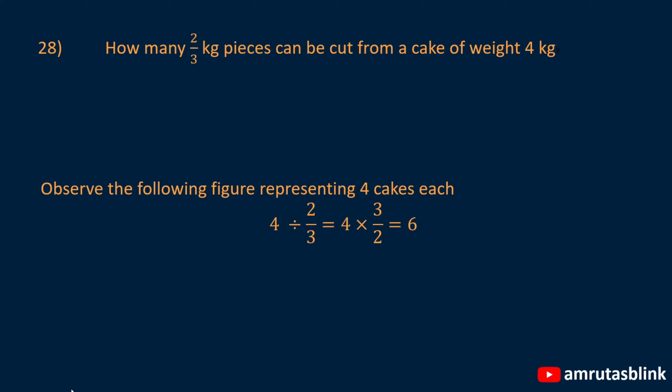Now 2 1s are 2 and 2 2s are 4. So 3 into 2 is 6. So we can say that we can create 6 pieces of this cake, each weighing 2/3 kg, from a cake whose weight is 4 kg.